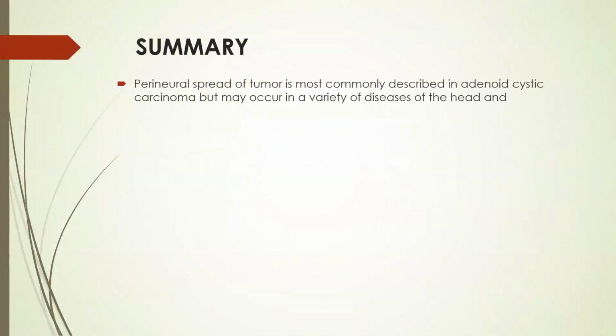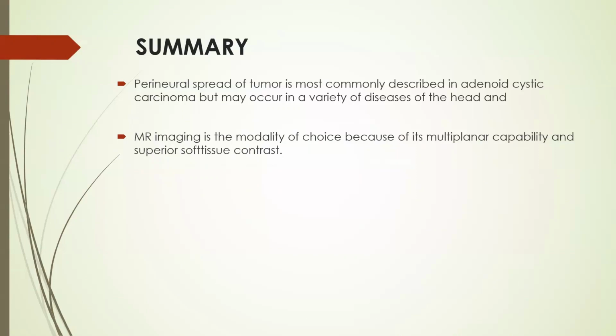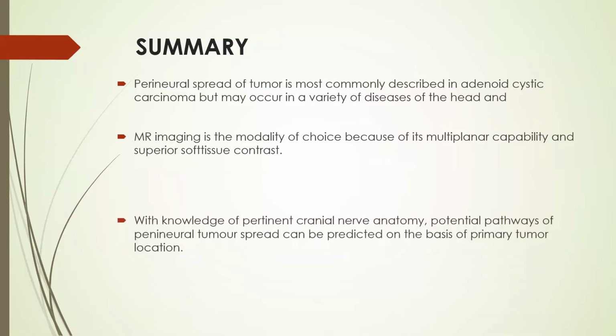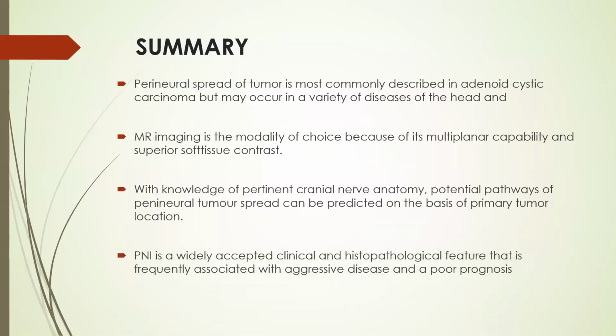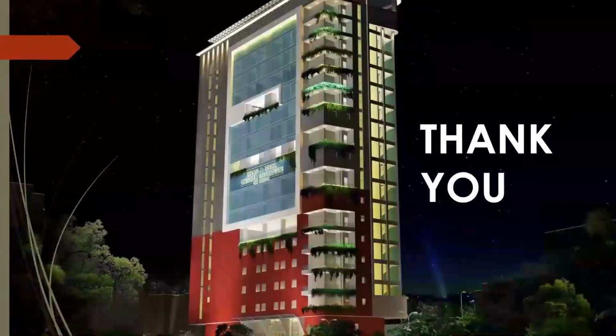So to summarize, perineural spread is commonly described in adenoid cystic carcinoma, but may be seen in a variety of diseases of the head and neck. MR imaging is the modality of choice because of its multiplanar capability and superior soft tissue contrast. With knowledge of cranial nerve anatomy, potential pathways of perineural spread can be predicted on the basis of primary tumor location. And PNI is now a widely accepted clinical and histopathological feature that is frequently associated with aggressive disease and poor prognosis. Thank you.